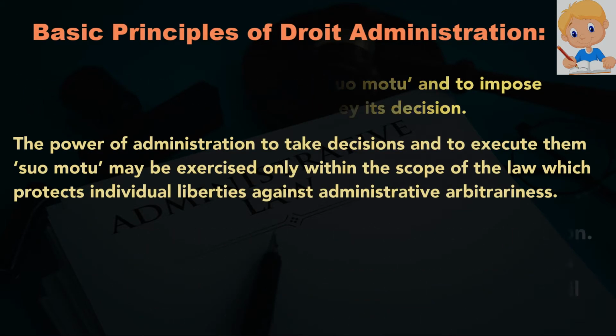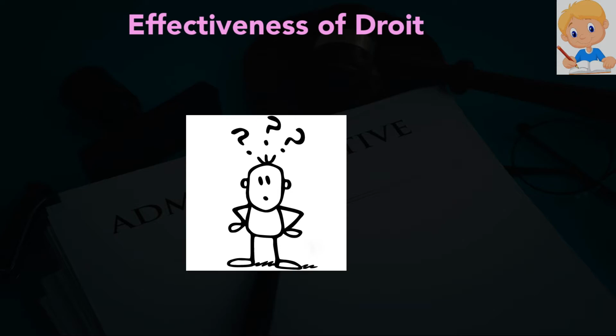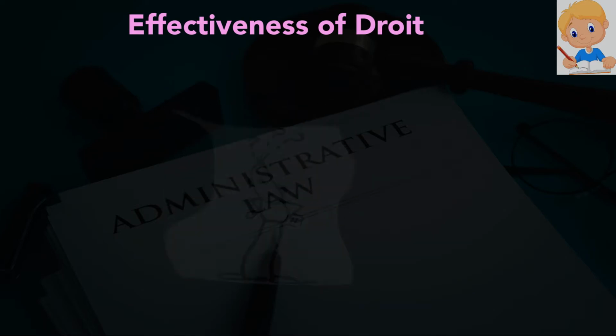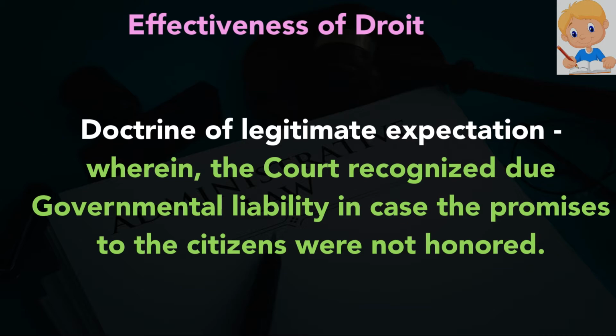Now the next subtopic we have is the effectiveness of Droit. Well, following are some of the significant points that prove the effectiveness of Droit. The first point is the doctrine of legitimate expectation, wherein the court recognized due governmental liability in case the promises to the citizens were not honored. Okay, so whatever promises the government committed, if they were not honored, not fulfilled, then who will be responsible? Government will be responsible for that. Okay, and the respective action will be taken on this account. So this system proves how effective it was.